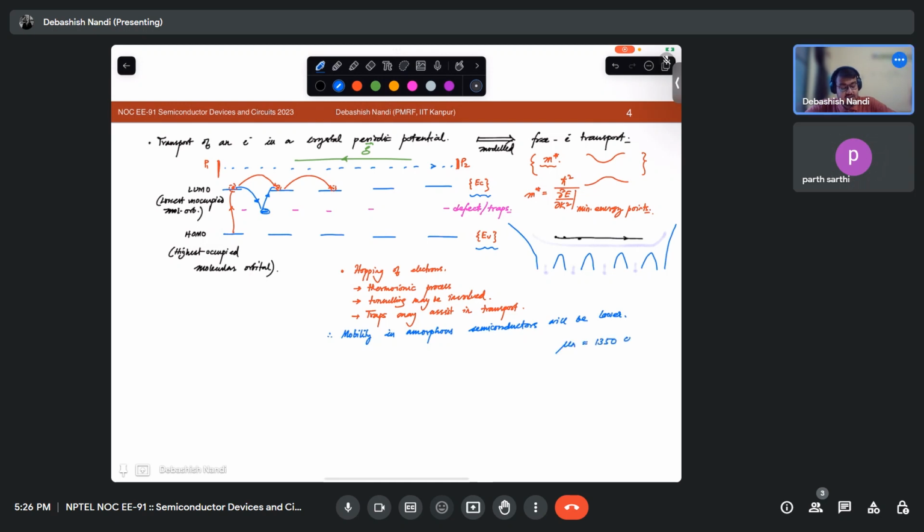It is around 1350 centimeter square per volt second. And what about the holes? Holes will be around 450, right? Do you remember why this kind of difference is there? Due to effective mass, right? Due to the difference of effective mass. And also, can you tell me what is the mobility of electrons in a MOSFET channel? This is in bulk silicon, right? So, by the way, what does affect mobility?